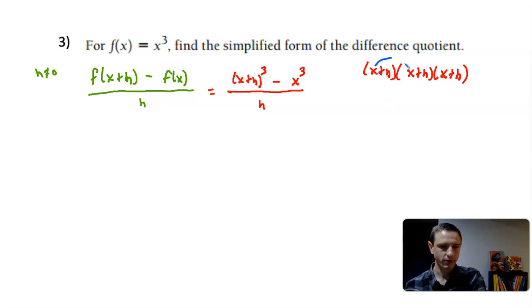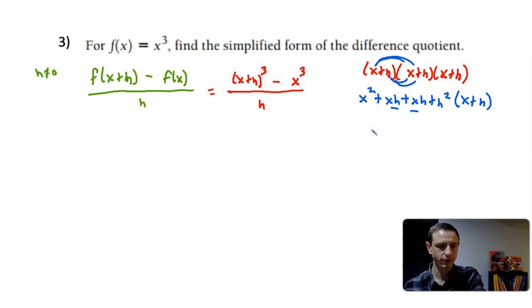So if we just want to multiply this out, I'm going to do the first two. x times x is x squared, plus xh, and then we have plus xh, plus h squared. And this still needs to be multiplied by x plus h, but let's go ahead and simplify this first. x squared plus xh plus xh is 2xh. 1 plus 1 is 2, so 2xh plus h squared. And it's still all multiplied by this third x plus h. So that was just these two multiplied together.